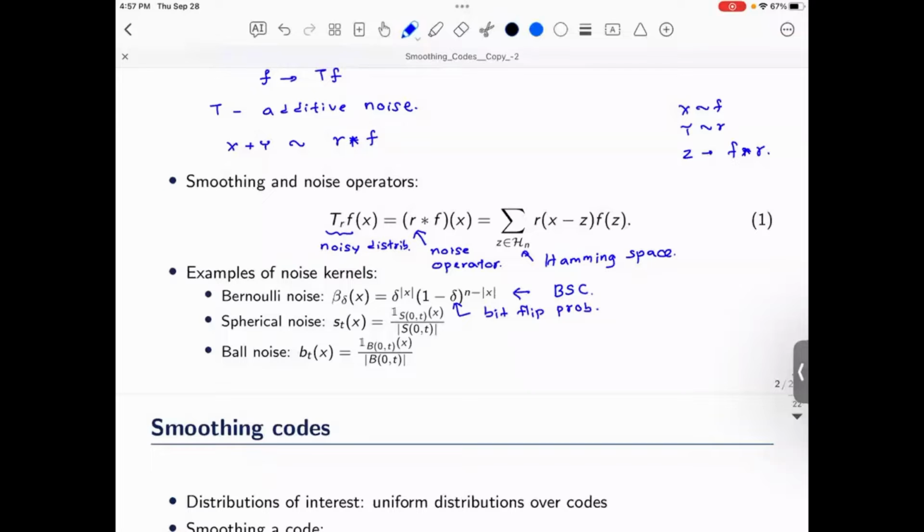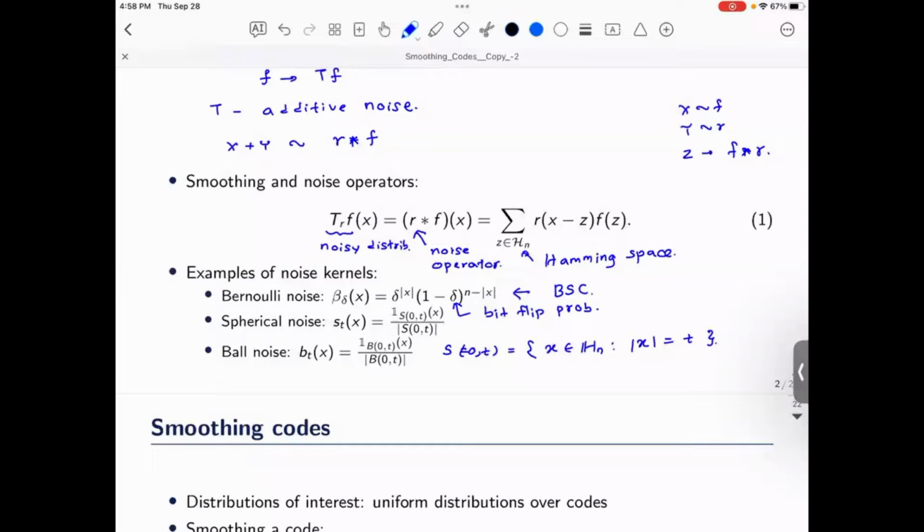The next example is spherical noise. Here S is the set of all vectors in Hamming space whose Hamming weight is equal to T. This is a sphere, and the spherical noise is the uniform distribution over this sphere. In layman's words, a random vector distributed according to this is uniform over vectors having T ones.